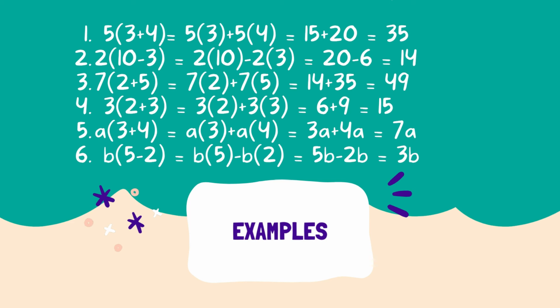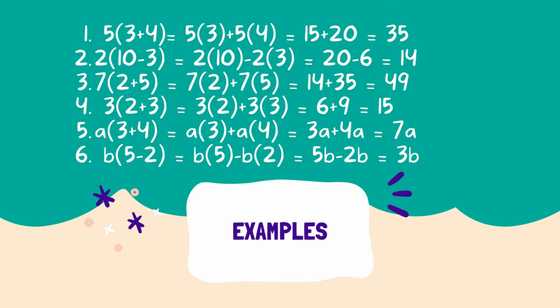Then another example is 7 times 2 and then 7 times 5. So 7 times 2 is 14, then 7 times 5 is 35. 14 plus 35 is 49. Then 3 distributed to 2 plus 3: 3 times 2 plus 3 times 3, 6 plus 9 is 15.